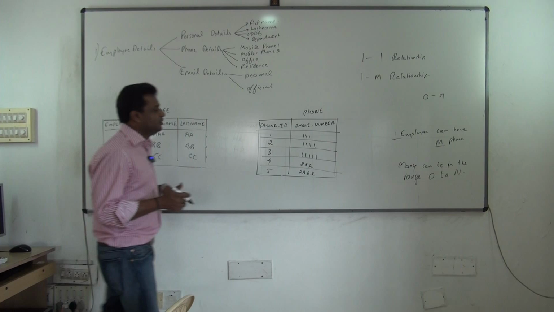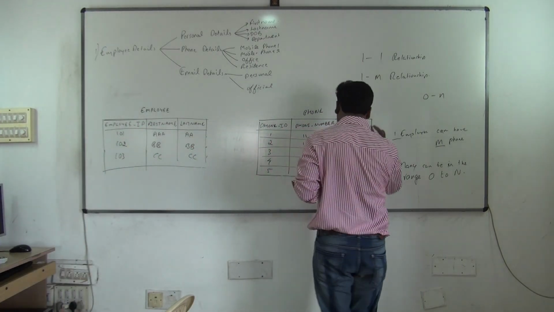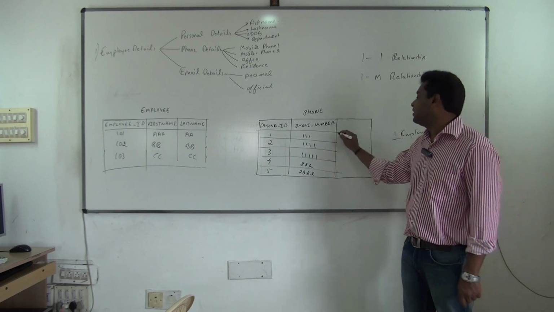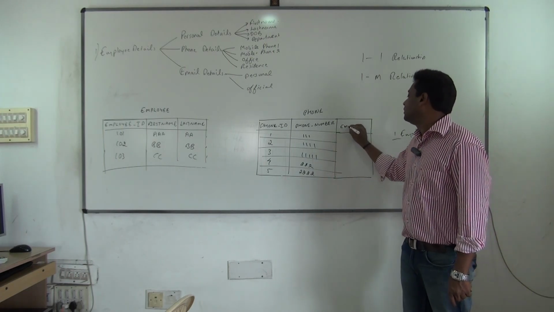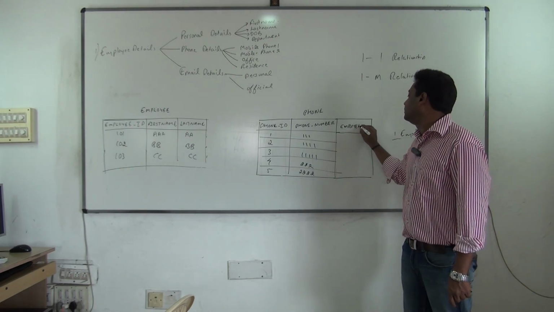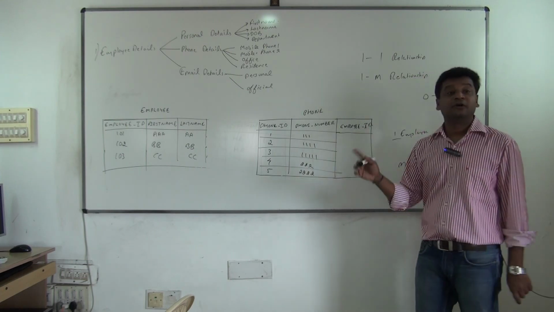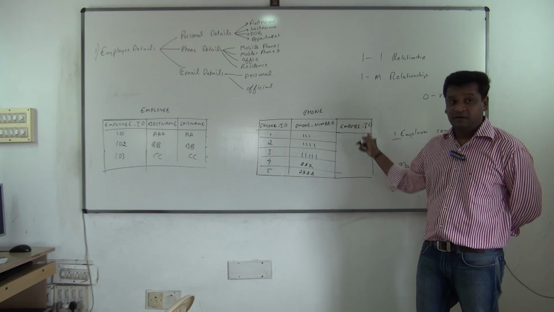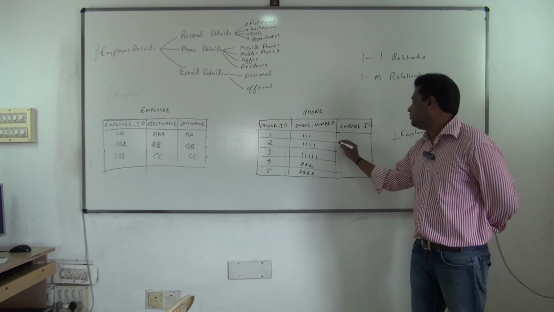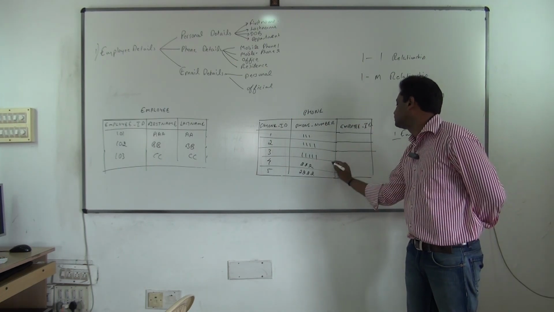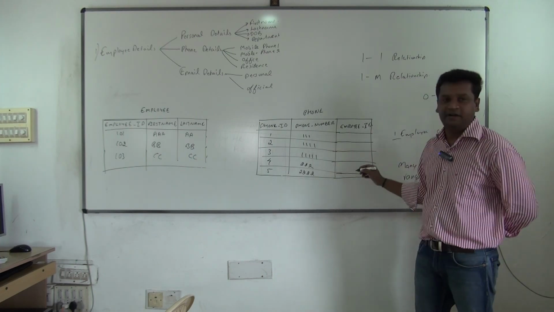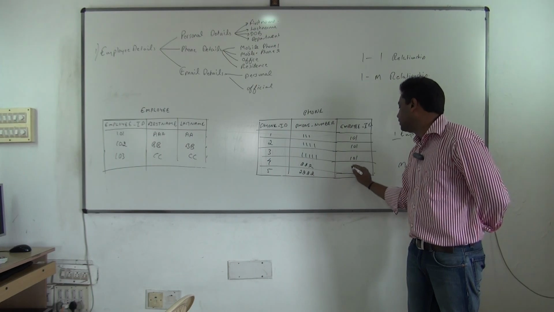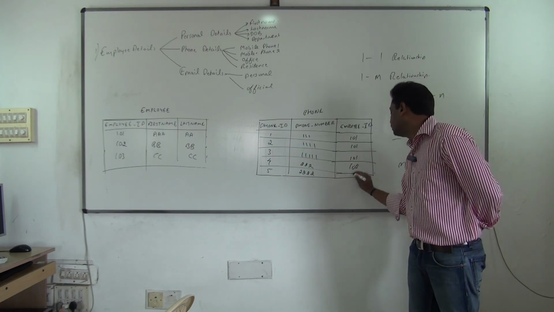So how will you relate now? That is the reason you will add one more column here, called employee ID. You will not go with the name; you will go with the ID. So here, one more column has been added, and in this employee ID you will fill in 101, 101, 101, and then 102, 102.